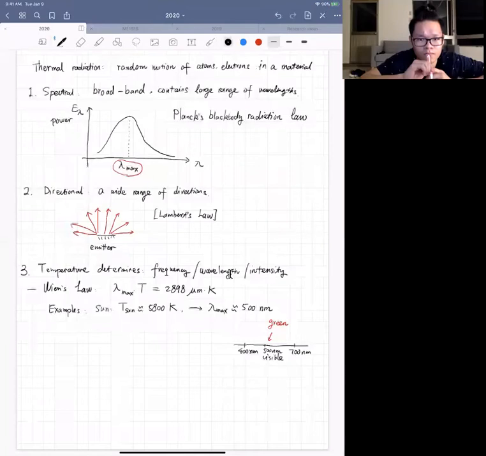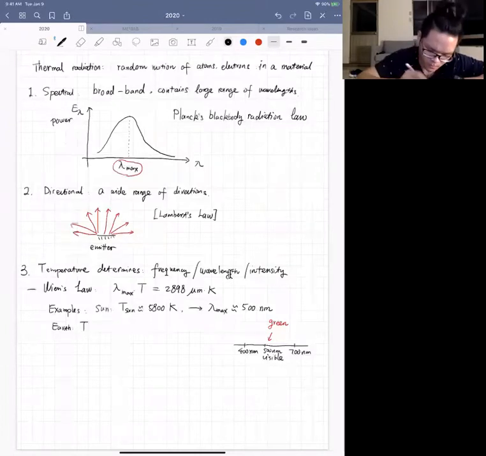Anyways, this is for the sun. Another very important object is of course the Earth, or anything on the Earth, because our temperature is kind of similar, let's say 300 Kelvin, room temperature. If you do the calculation, lambda peak in this case is about 10 micrometers.